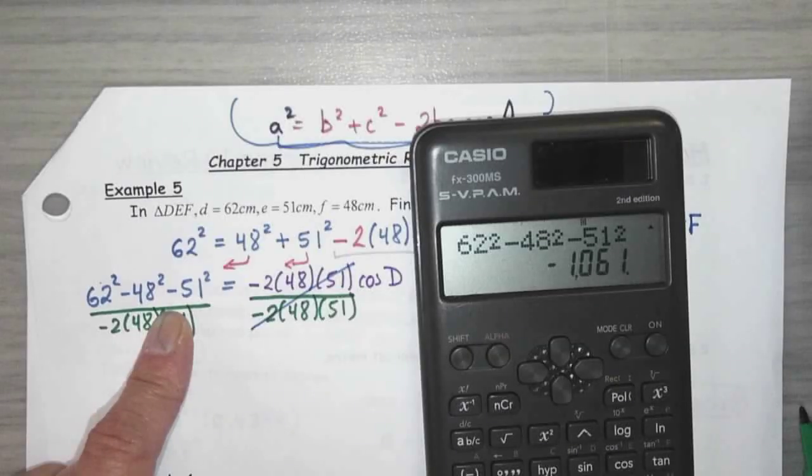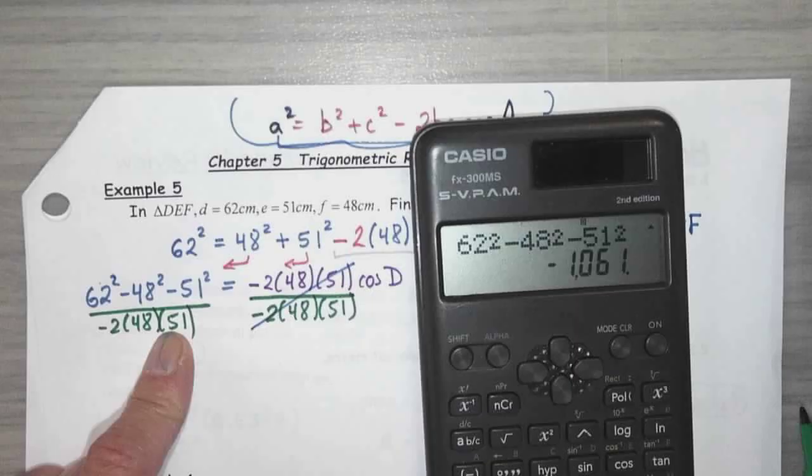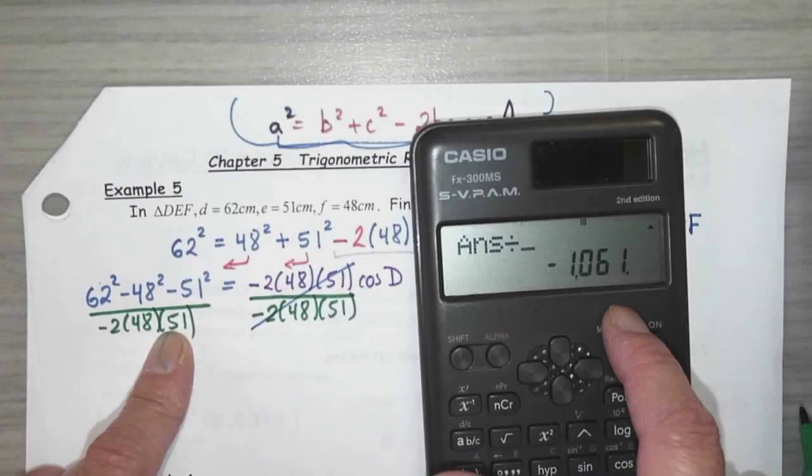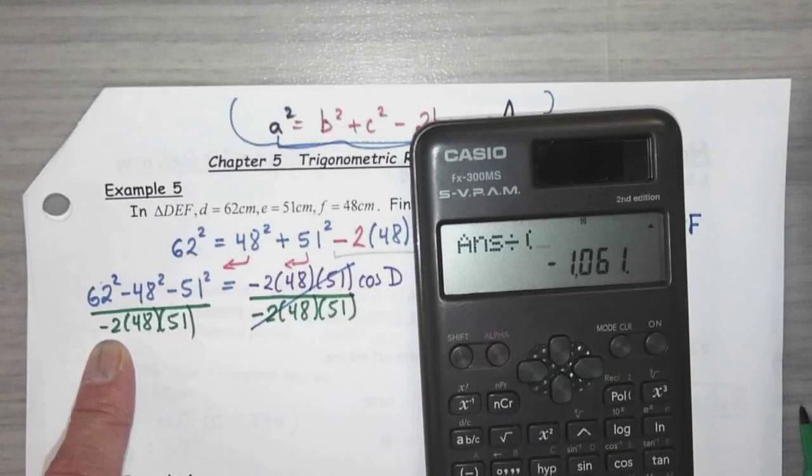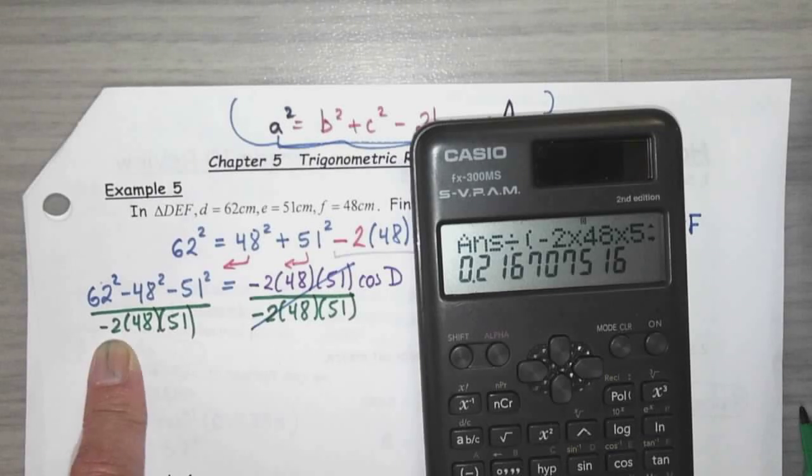Last class we were talking about steps. I don't need to see that, okay? And then I just go divided by, so it grabs that negative 1,061. And then here, I put a bracket, so as long as I put a bracket, I don't have to calculate it twice. Bracket, negative 2 times 48 times 51. Close my bracket. Equals, so I get that.